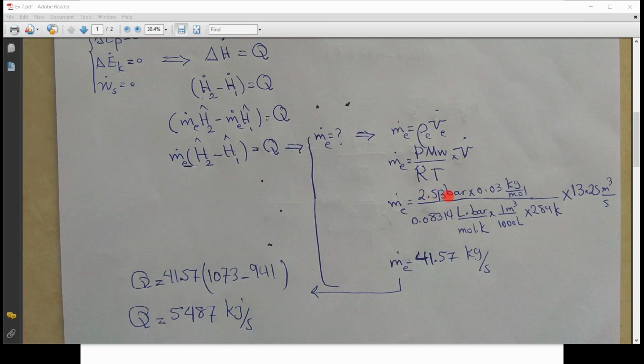Everything is clear. That one is bar, it should be absolute pressure. That is the molecular weight. That is R, and because liter was here, I just converted to meter cube. Last one is the temperature. Here is the volumetric flow rate. To do this calculation, you know how much is the mass flow rate. That one is just for ethane, right?